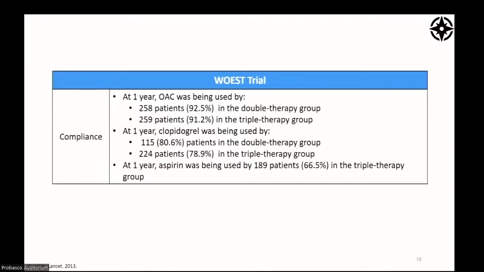At 1 year, aspirin was being used by 66% of patients in the triple therapy group, which is fairly close to the 69% of patients who had a drug-eluting stent randomized to that antiplatelet regimen for 1 year.